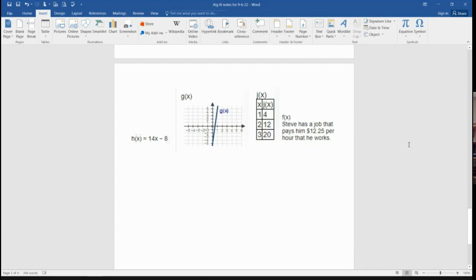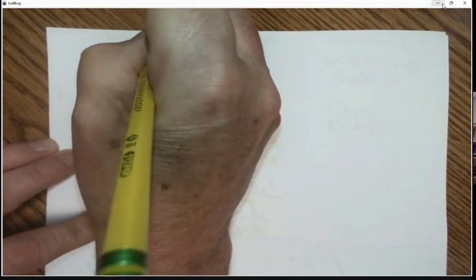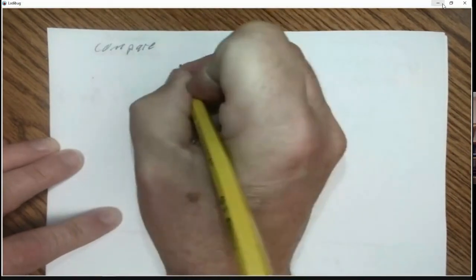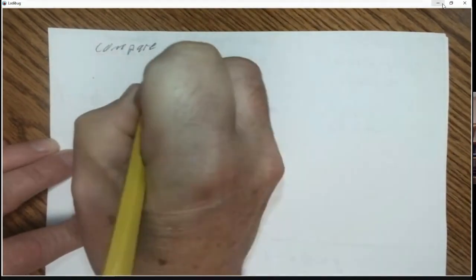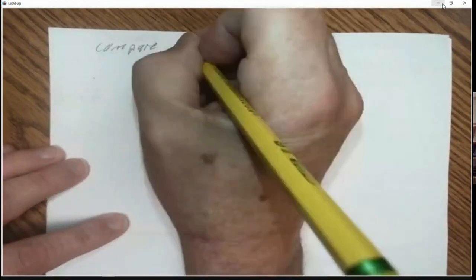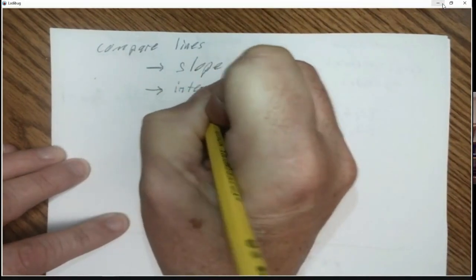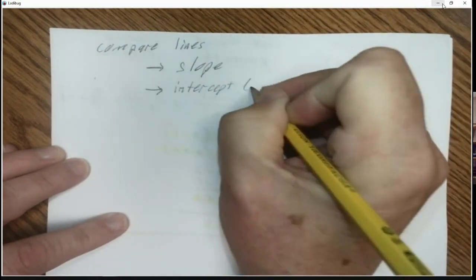So when we compare, we're going to compare based on what information we can pull out of it. Generally, if it's a line, we can compare slopes. We can compare the slope if it's a line. If it's an exponential or quadratic, you're not going to be able to compare slopes on that. But especially if we're comparing lines, slope, we can compare the intercepts, right? The y-intercept, especially. That's generally what we're going to look at on a line.